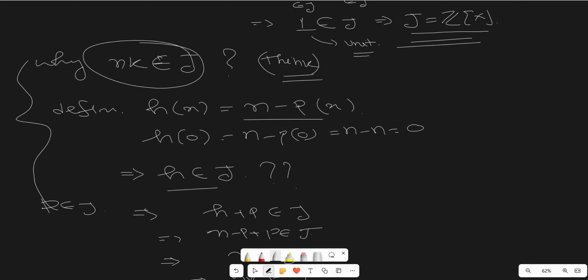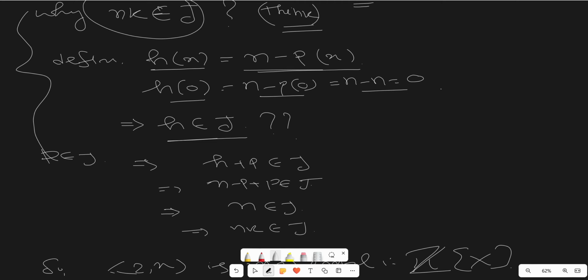Okay, so why is this nk inside J? I have proved it. I have defined this. H(0) is 0. This implies that H is inside J. Whatever H is, H of 0 is 0. Is 0 even or odd? It's an even number as well as an odd number. So this is inside J, right? Are you getting my point?